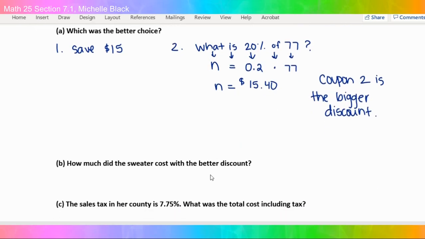Now we're asked, how much did the sweater cost with the better discount? Well, the better discount was coupon 2, where we saved $15.40. So we just need to take the original price of the sweater and subtract off the discount, which gives us $61.60.